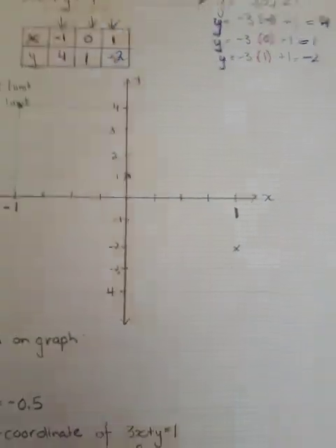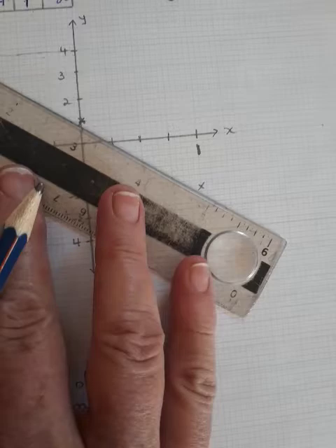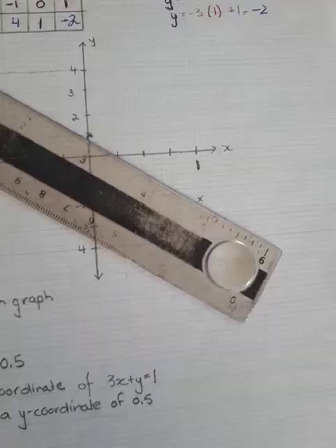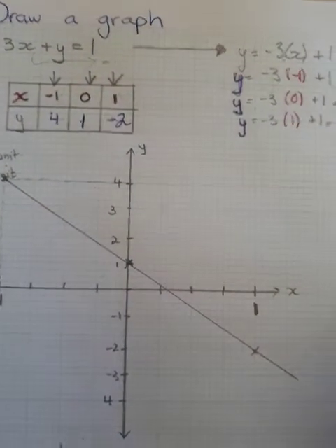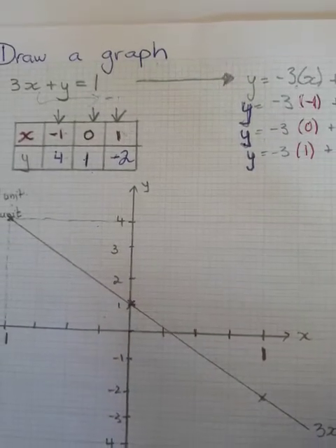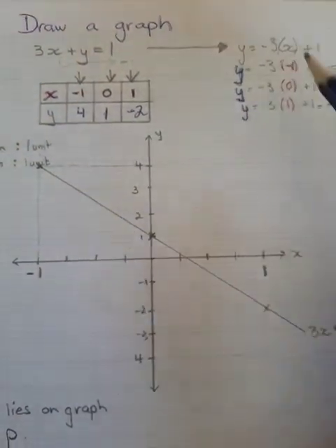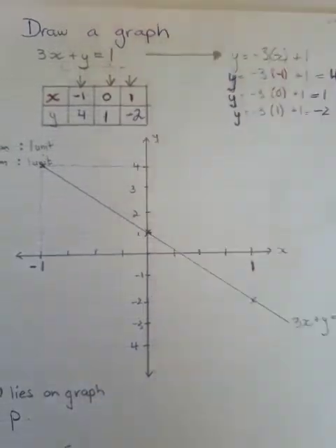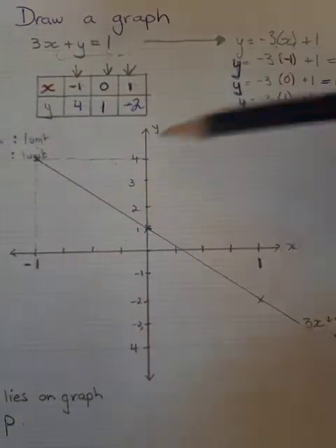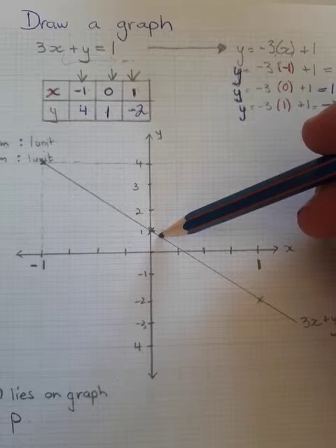Then you just simply take your ruler, and your points must be in a straight line, and you will then draw the line. So this is now the line graph of 3x plus y equals 1. So those abilities or skills you must have, people, because we're going to do different kinds of graphs, and for each of these you will always have to calculate some points, and you will need to be able to plot these points and draw the graph.